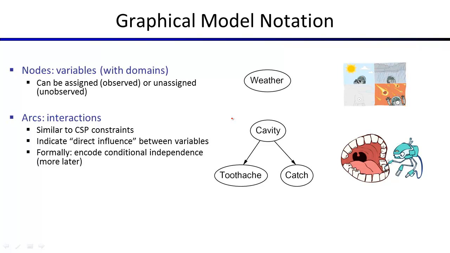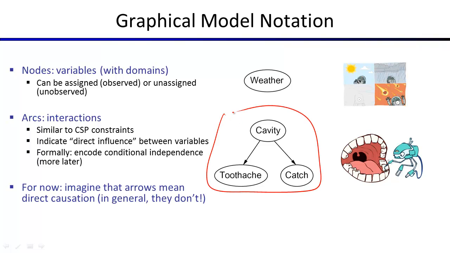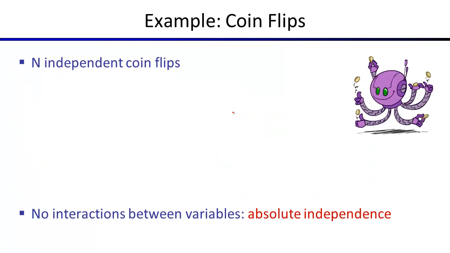If you had the cavity toothache catch domain, this is what the graph would look like. For now, you can imagine that these arrows are direct causation. In general, they're not, but in many examples, they will be, and it's an easy way to get going. Okay, let's try to write out some of these graphs. First one, our n-independent coin flips example. What would the Bayes net graph look like for this example? Just a bunch of nodes, no arcs, because there are no interactions. That's what we have.